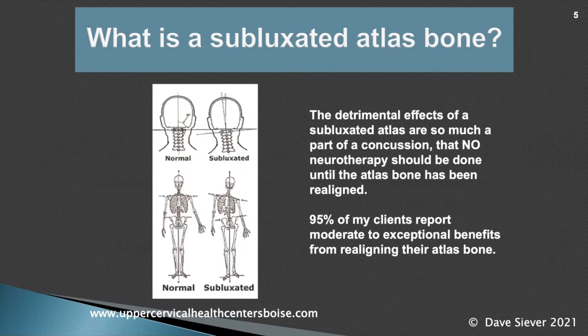It causes a hip to pull up, and it causes one leg to become functionally longer than the other leg, which causes all sorts of pain, typically in the longer leg. And there's also pain in the shorter leg, in the hip area and so on, from the muscles being in spasm. The detrimental effects of a subluxated atlas are so much a part of a concussion that no neurotherapy should be done until the atlas bone has been realigned.